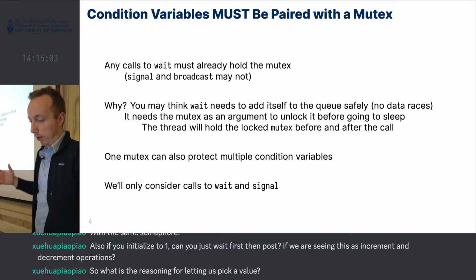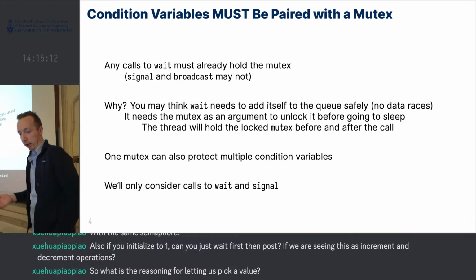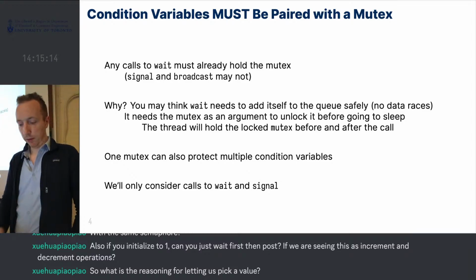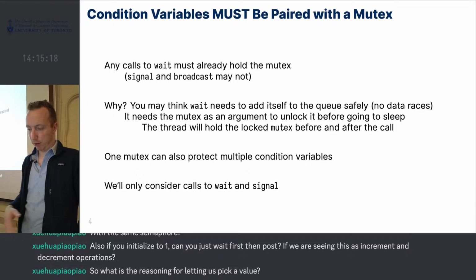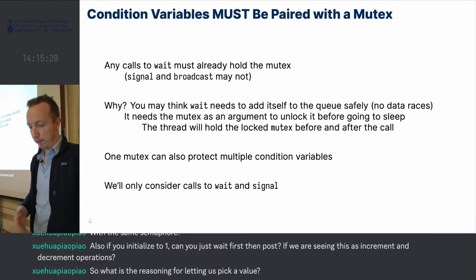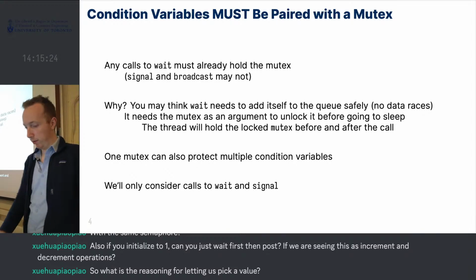And as part of that wait call, the wait call will atomically add this thread to the queue and also unlock the mutex so that another thread can make some progress. So you can have one mutex protecting multiple condition variables if you want. Generally, you just pair it with one and keep track of some variable. So we'll just make it simple. We will just consider calls to wait and signal.